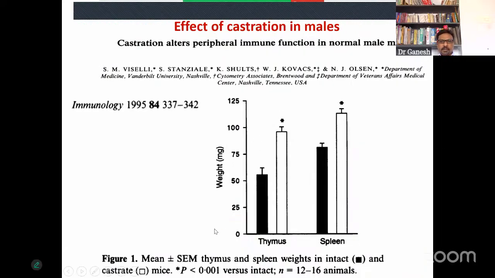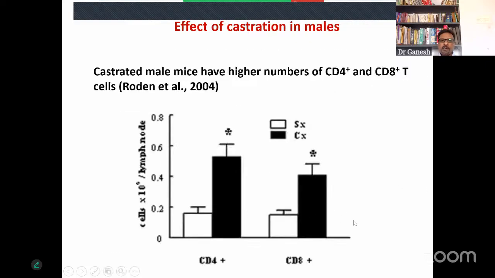In case of the males in other studies, the thymus gland weight as well as the spleen weight is also shown to be increased following castration. So there is a significant increase in the thymus weight as well as a significant increase in the spleen, which can be seen here in this graph. And even these castrated male mice have a higher number of CD4 plus, that is T helper cells, and CD8 plus. These are the T cytotoxic cells.